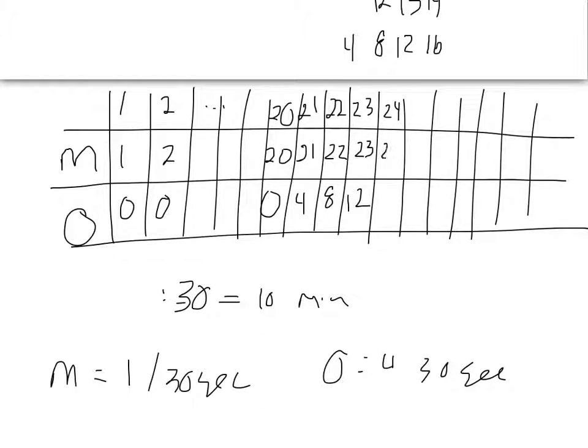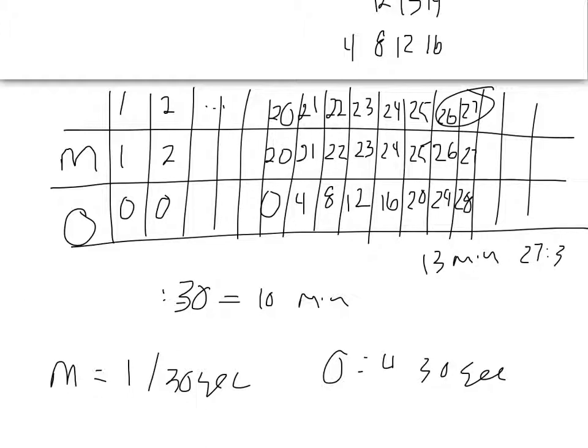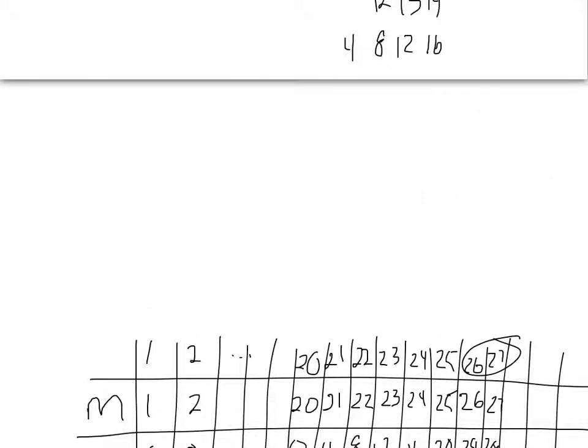So 24, we'll have 24. Add 4 to this, we get 16. 25th, we'll have 25 and 20. 26th, 26 and 24. 27th segment, we'll have 27, and we'll have 28. So it's between the 26th and 27th 30-second segment that's going to happen. Now, 26 30-second segments would be 13 minutes. 27 would be 13.5 minutes.